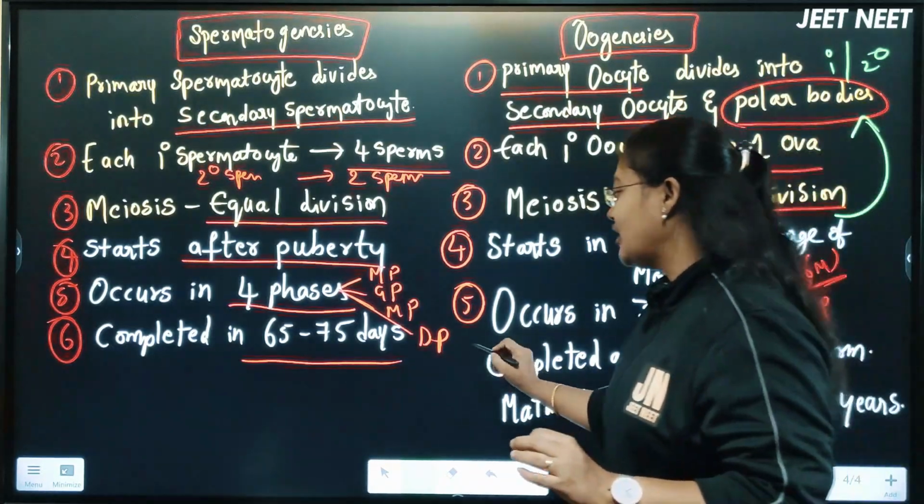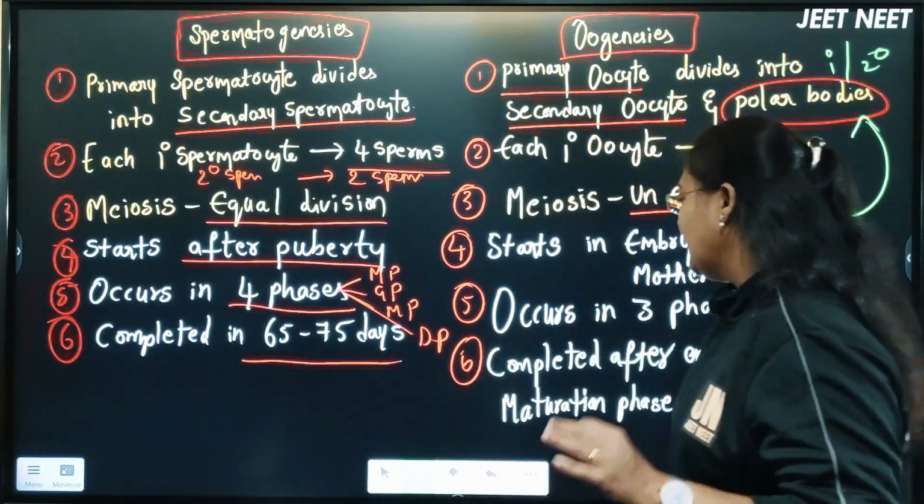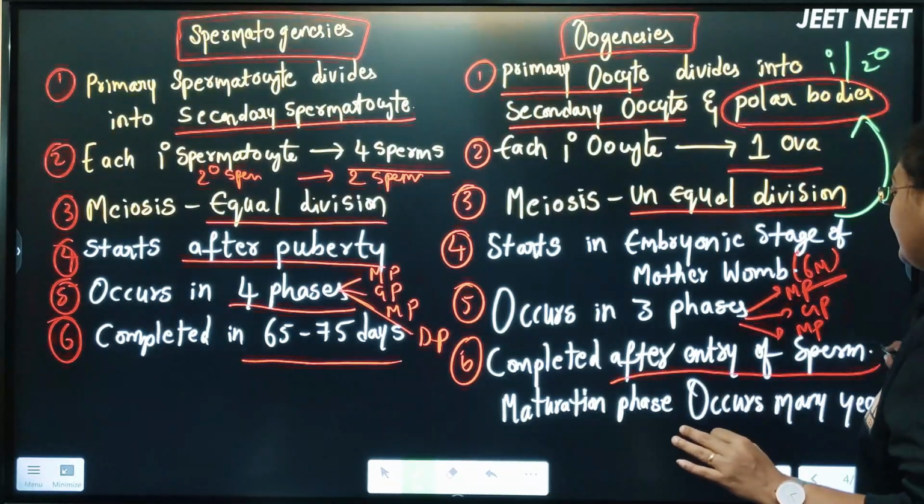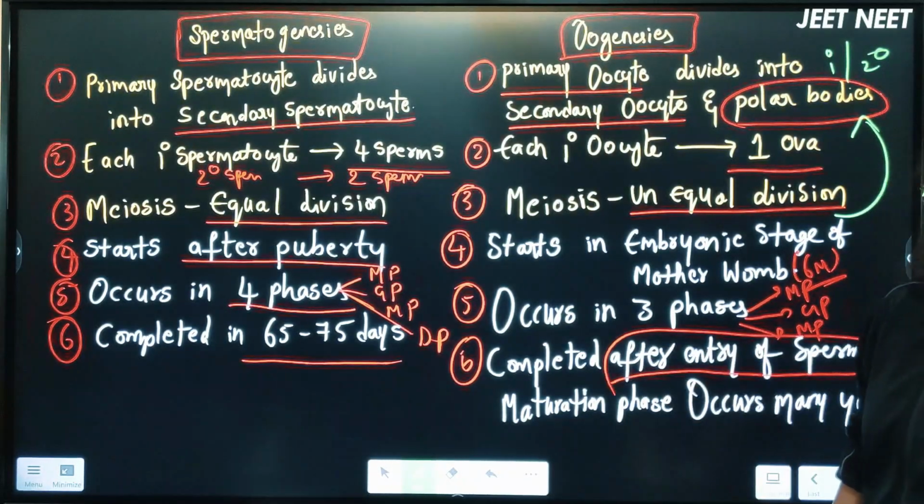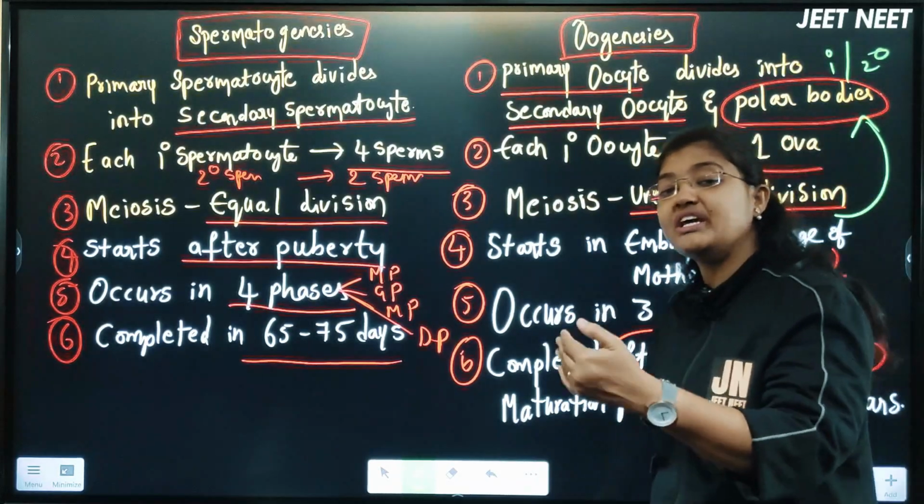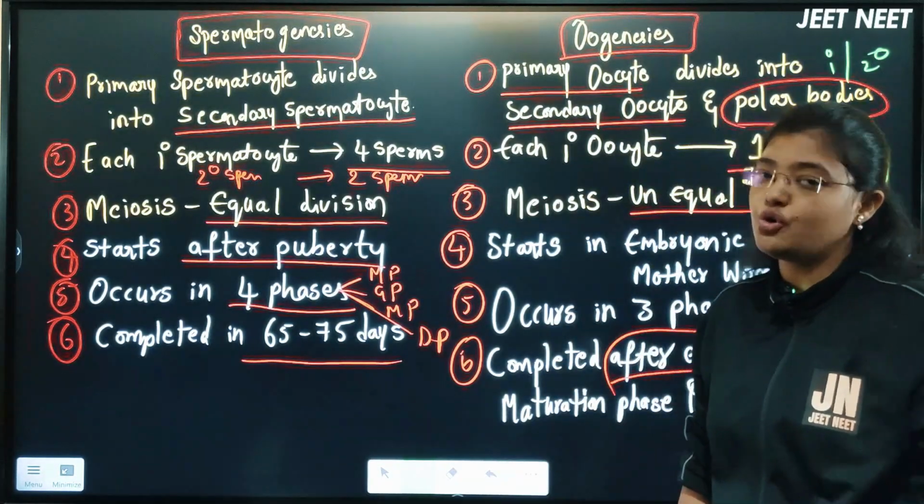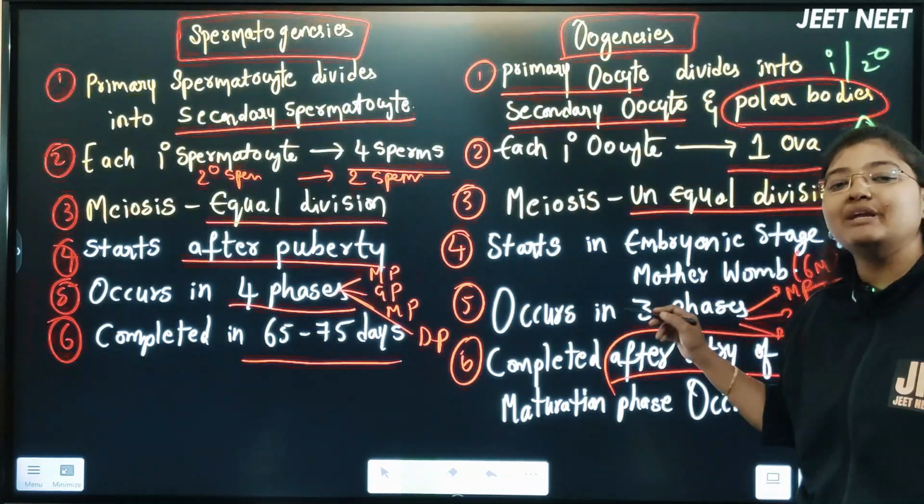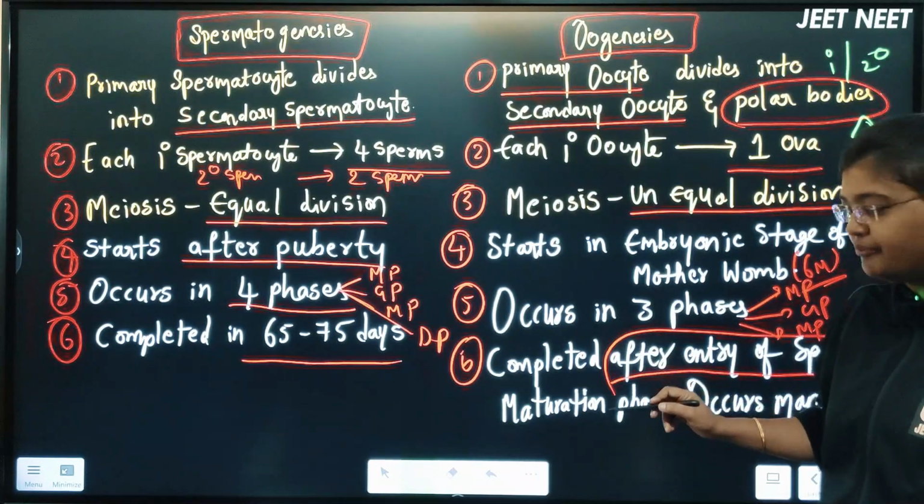But in oogenesis, the completion of oogenesis will happen only after the entry of the sperm. If the sperm does not enter that immature ovum, the oogenesis process will never be completed in the female body, right.